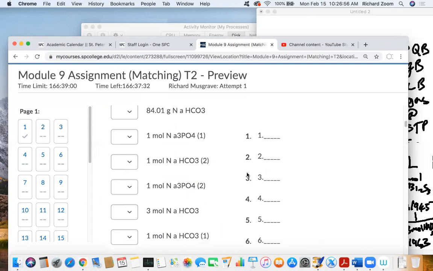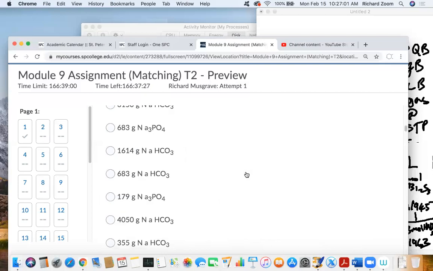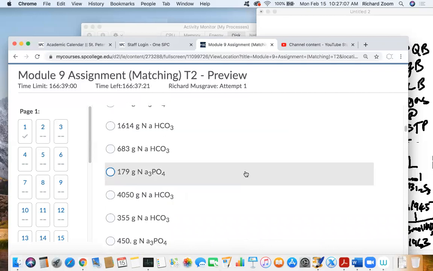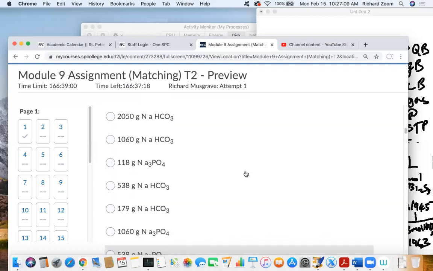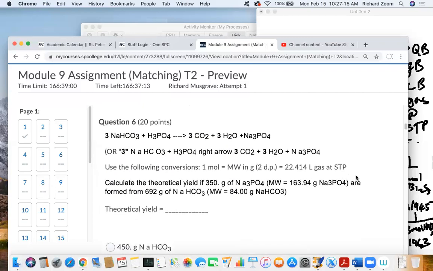I'll show you a percent yield question as well. This is a percent yield question. It's actually a multiple choice question, but it's pretty awful multiple choice, with a lot of choices here. This really tests your ability to determine what you've got at the beginning and what you're looking for at the end. It says here, calculate the theoretical yield if 350 grams of Na3PO4 are formed from 692 grams of NaHCO3.